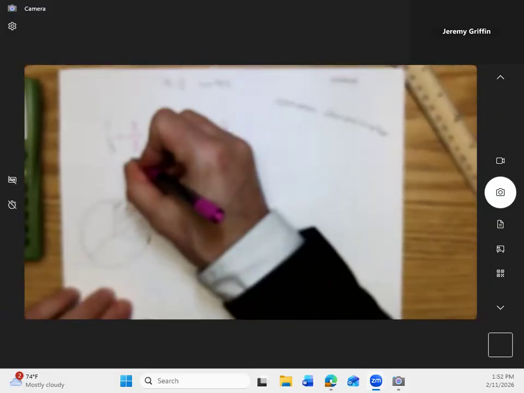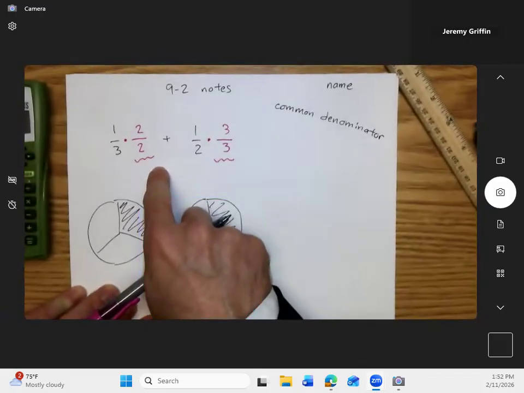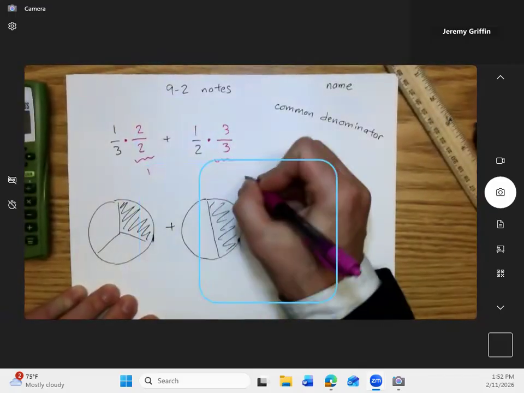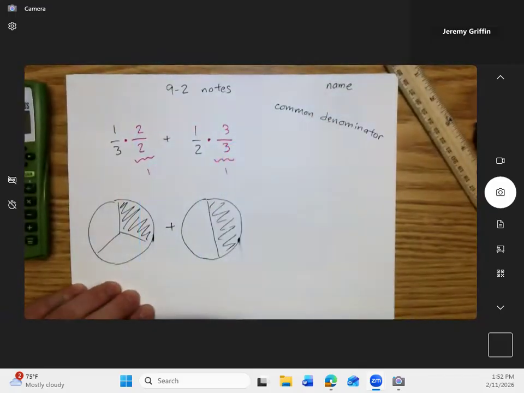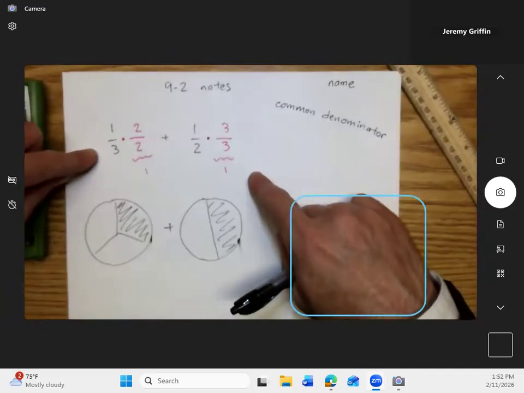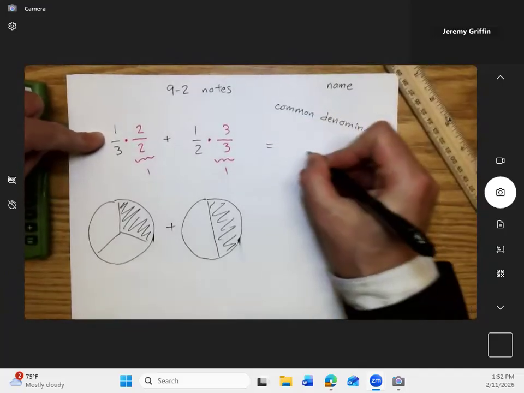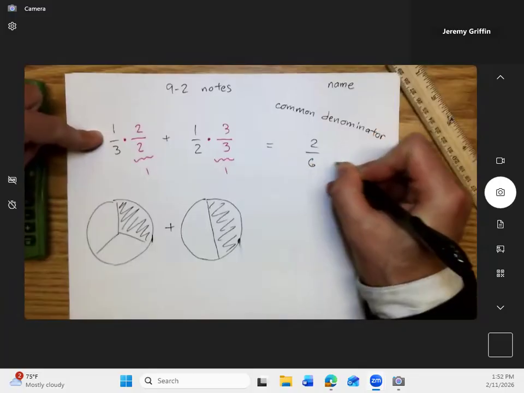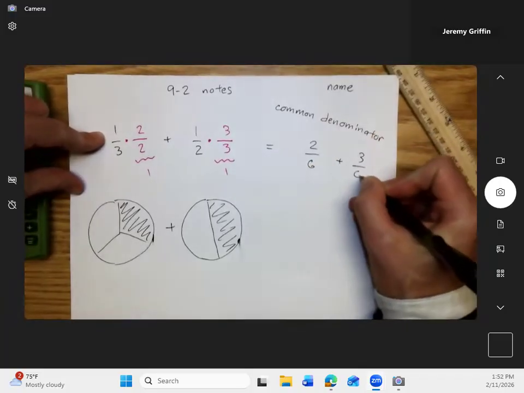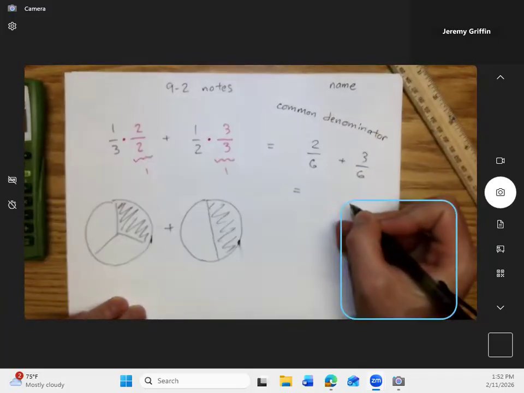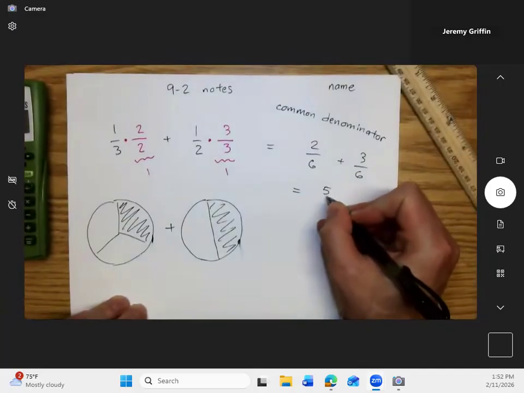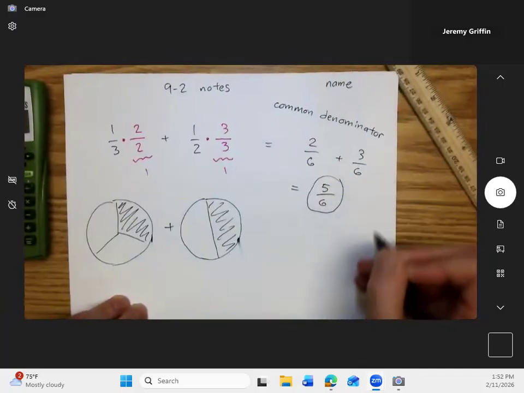Now, that's kind of the theory of why this is okay to do, why this works. What is 2 over 2 itself equal to? 1. And same thing, 3 over 3, it's equal to 1. Can you multiply any number by 1 and you haven't changed anything mathematically? What we are doing is getting a common denominator. So this is the same thing as 2 over 6 plus 3 over 6. And altogether, what would the answer be? 5 over 6. Yep, there you go.